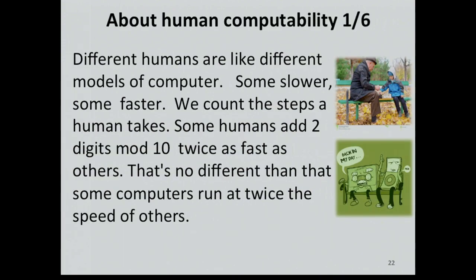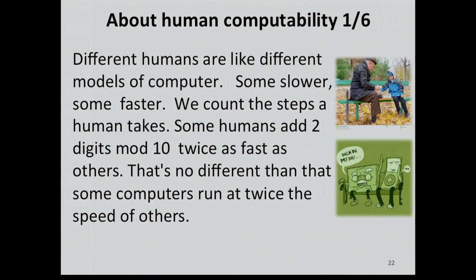That's a very good question. Okay. So about human computability. Different humans are like different models of computer. Some are slower, some faster. We count the steps a human takes. Some humans add 2 digits, mod 10, twice as fast as others. That's no different than that some computers run at twice the speed of others.